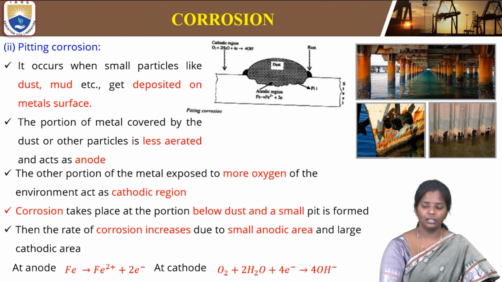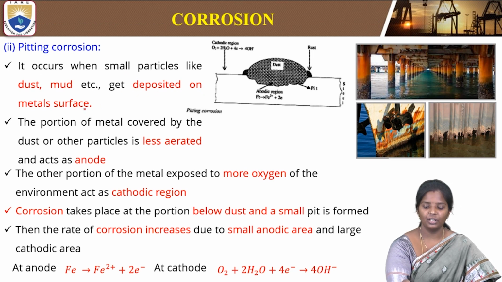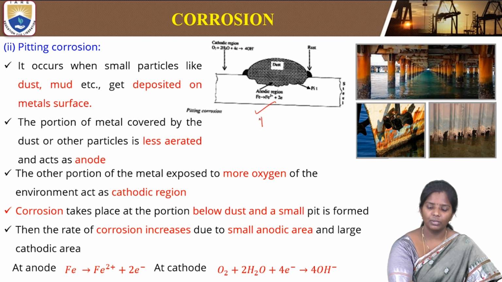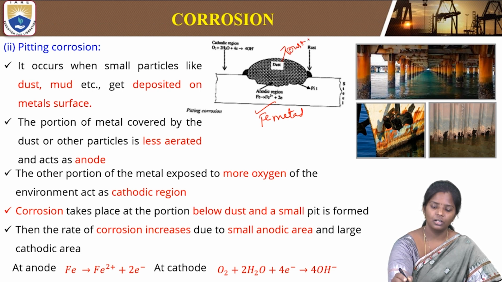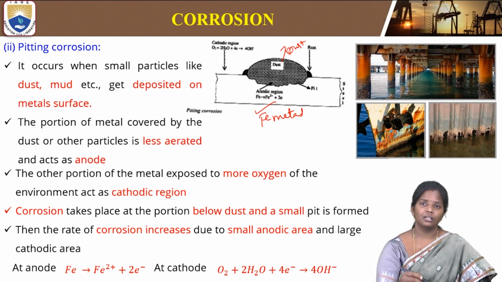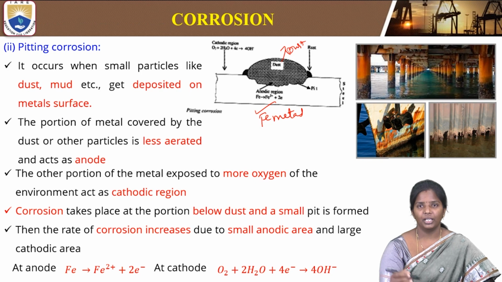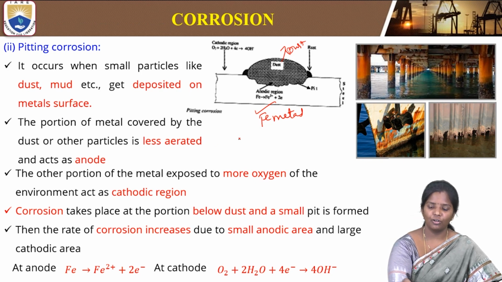Then we will see what pitting corrosion is. It occurs when small particles like dust, mud, etc. are deposited on metal surfaces. For example, this is the iron metal and this is the dust particle adhering on the metal. The portion of metal covered by the dust is less aerated, because the dust avoids the penetration of oxygen into the metal. So it is less aerated and forms anode.